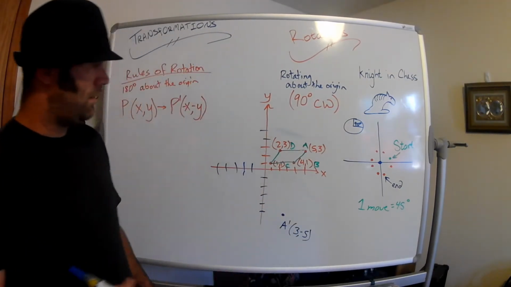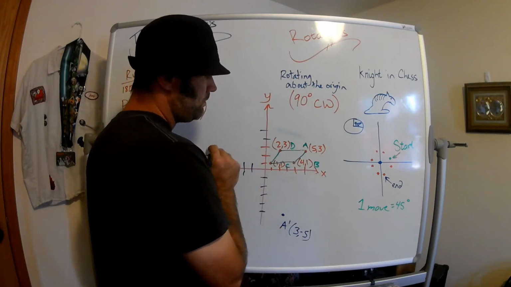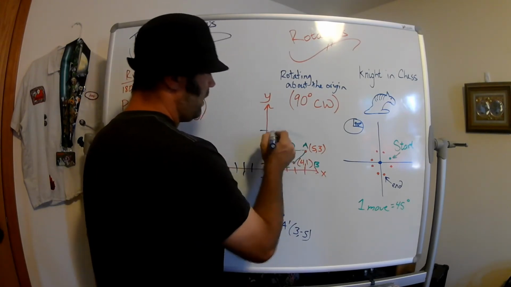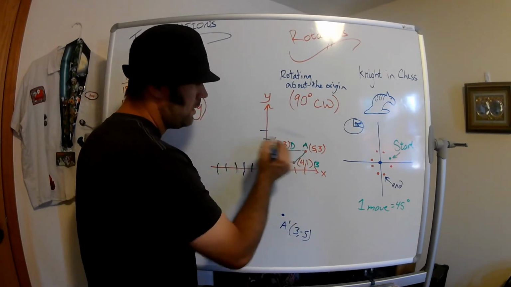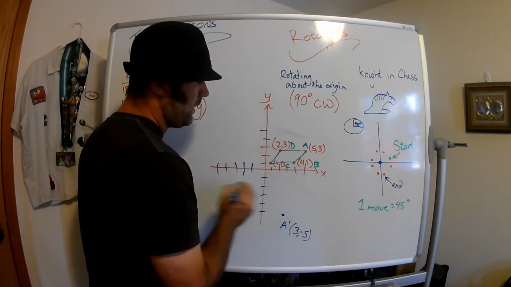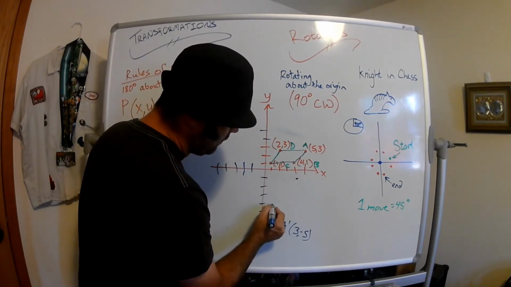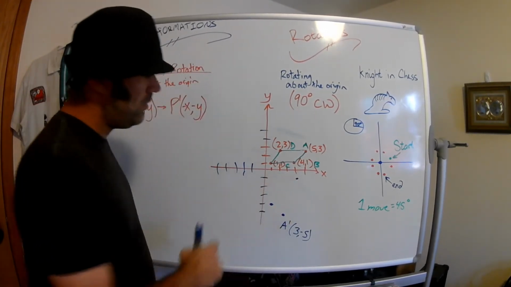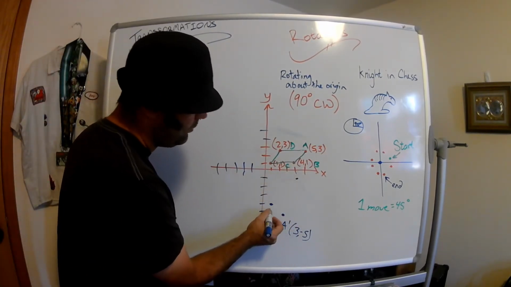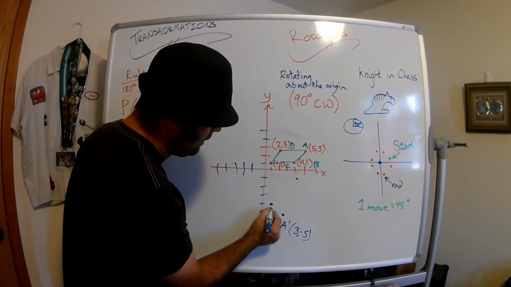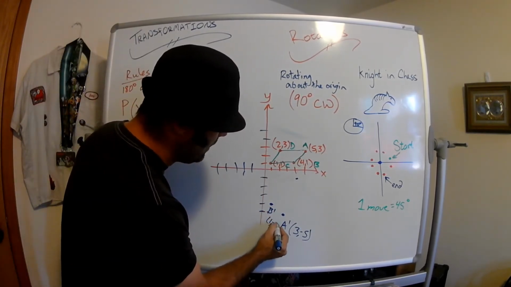Over 3, down 5. All right, B. B is over 4, up 1. So we can go over 1, up 4. And since we're rotating this way, we wouldn't worry about that point, so we're going to go down 1 and over 4, and then down 4 over 1. So those are our 2 options. So this is our second one in the rotation. So there's B prime, and that is (1, -4).